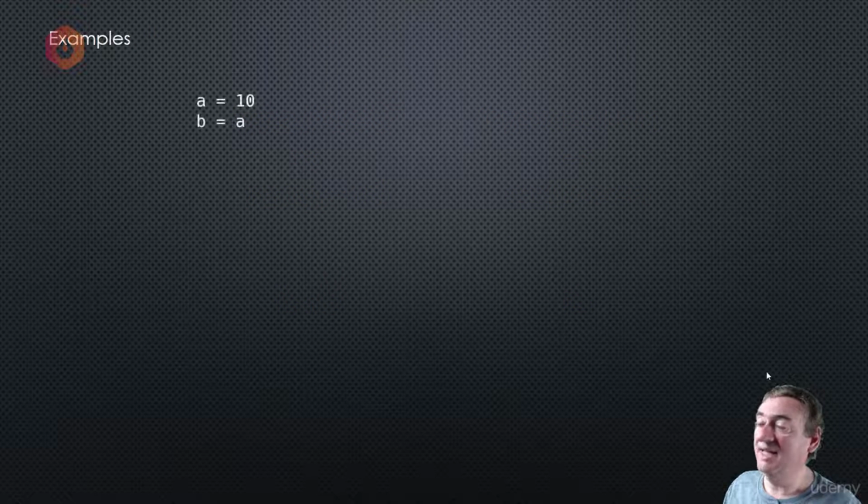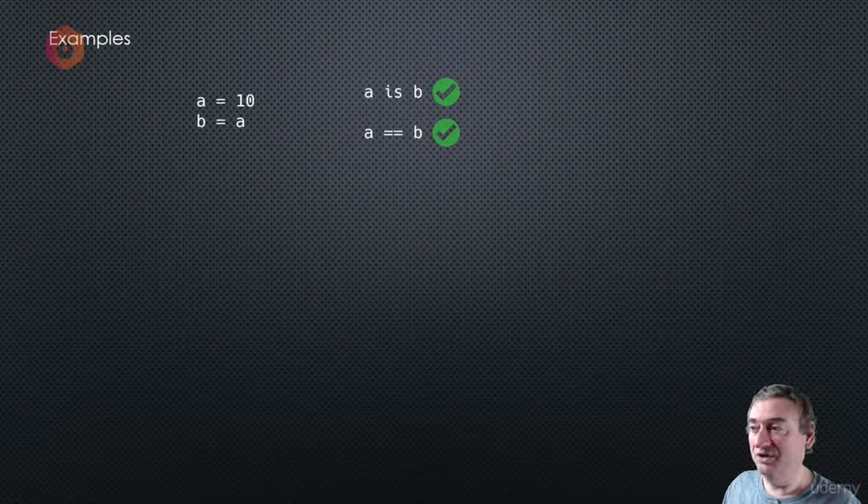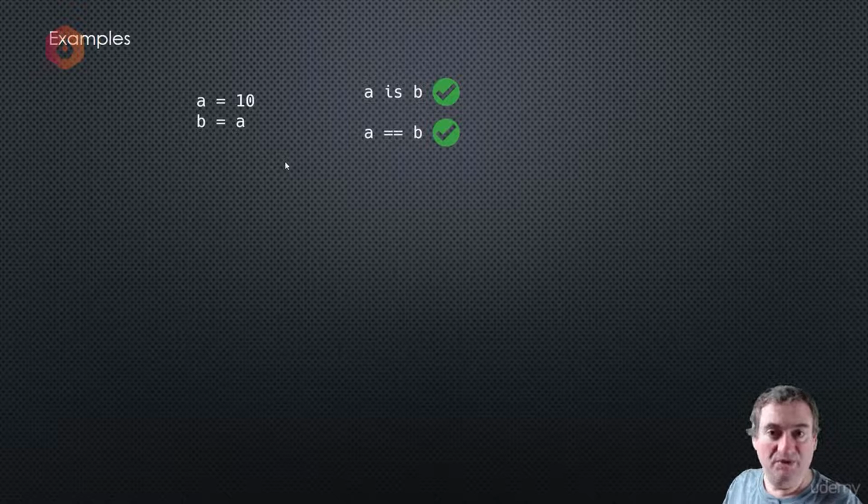Okay, so let's look at some examples. So let's say we have a = 10 and b = a. So we've created a shared reference here. So let's look at how each of these will evaluate. a is b? Well, that's going to return true. It's a shared reference. It's got the same memory address. But a == b will also return true because, well, both a and b are integers that contain the value 10. So in terms of values, they're equal.